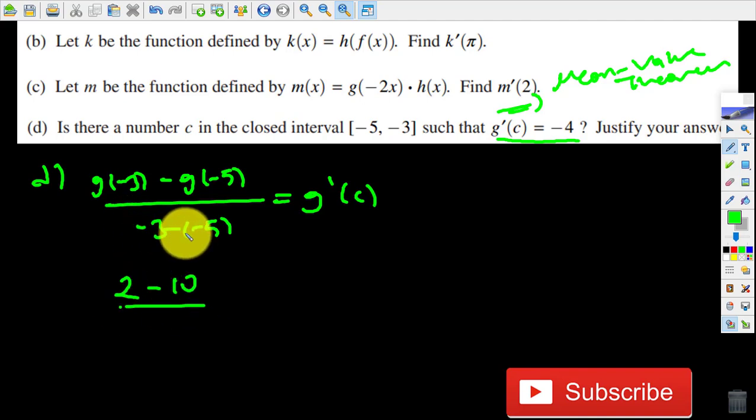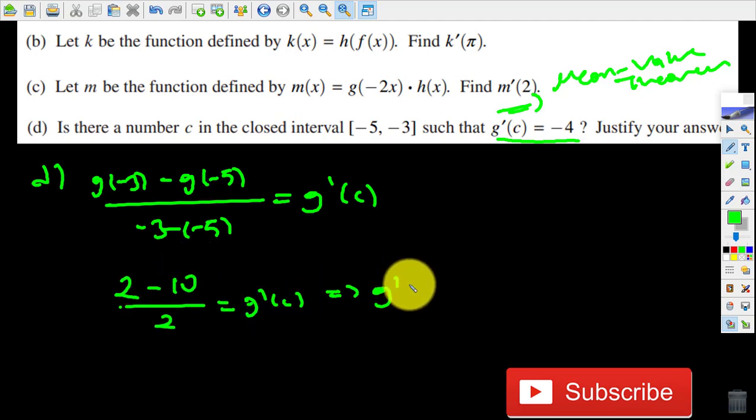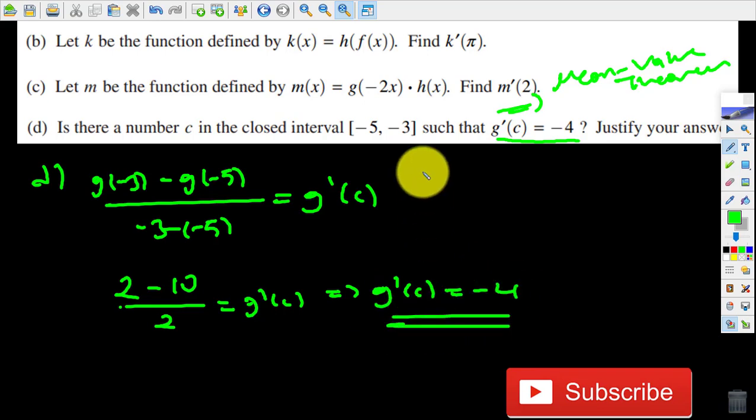And negative 3 minus negative 5 will be positive 2, equals g prime of c. From here, if I simplify this expression, g prime of c is going to be equal to negative 4. So, by the mean value theorem, there's going to be at least one c value on this interval such that g prime of c is equal to negative 4.